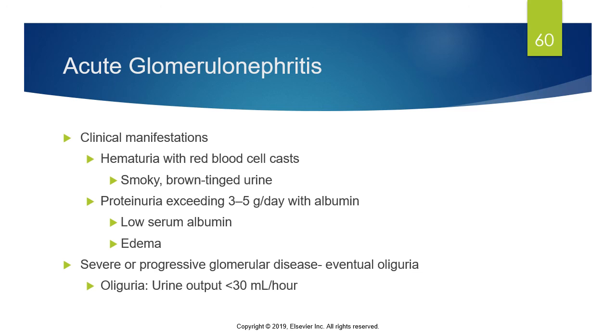Acute glomerulonephritis clinical manifestations include hematuria with red blood cell casts. So that can actually lead to smoky brown tinged urine, and proteinuria that exceeds 3 to 5 grams per day with albumin. So you get a low serum albumin and edema. And then oliguria, where the urine output becomes less than 30 milliliters per hour.